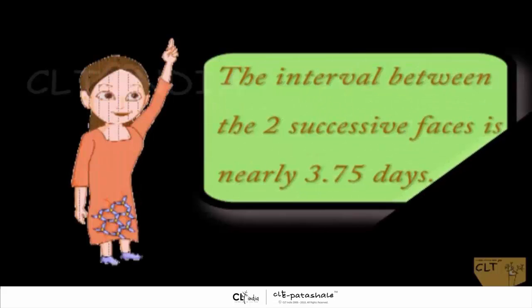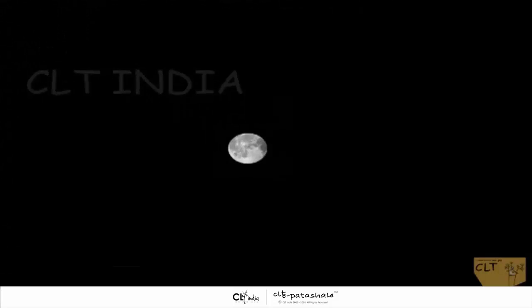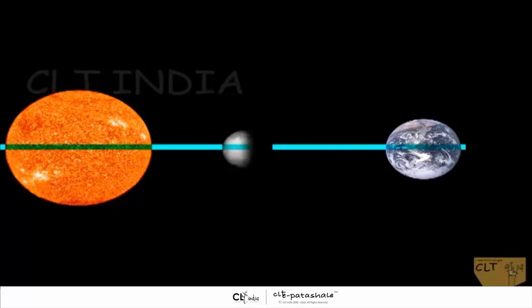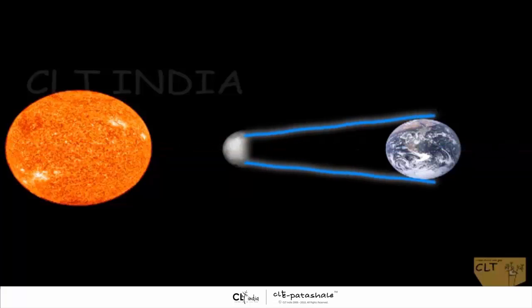Remember children, the interval between two successive phases is nearly 3.75 days. Now let's try to understand what we mean by new moon. The lighted side of the moon faces away from the earth. This means that the sun, earth and moon are almost in a straight line with the moon in between the sun and the earth. The moon that we see looks very dark.